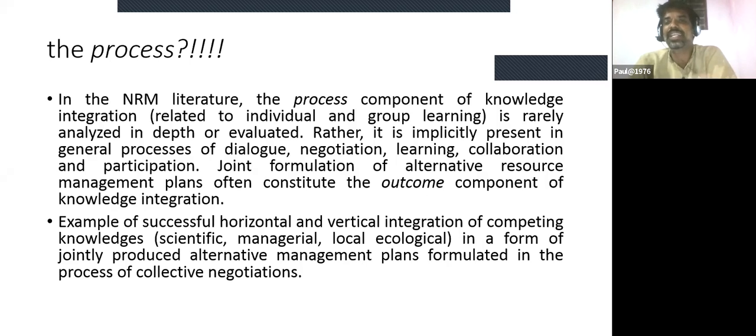Successful horizontal and vertical integration of competing knowledge. There are so many knowledge systems available. For example, scientific. If you look at the discourses between the scientific or allopathy and Ayurveda and many other things in India, Unani, etc. There is a lot of discussion between which is scientific, managerial, local ecological, all these kinds of knowledges, in the form of jointly produced alternative management plans formulated in the process of collective negotiations in the natural resource management domain.